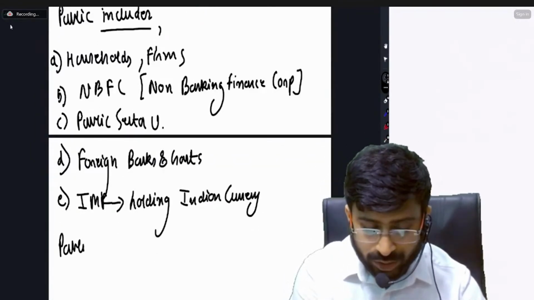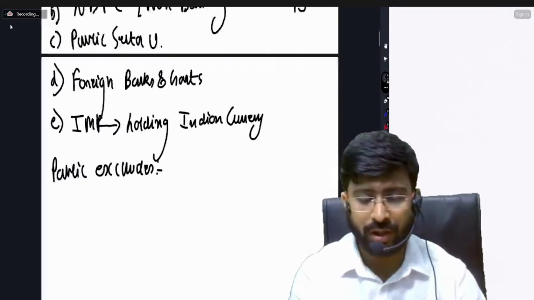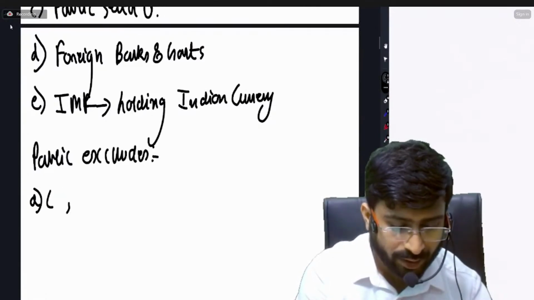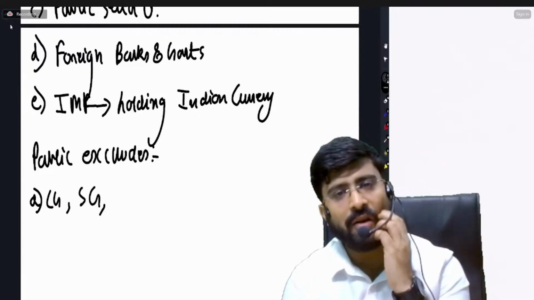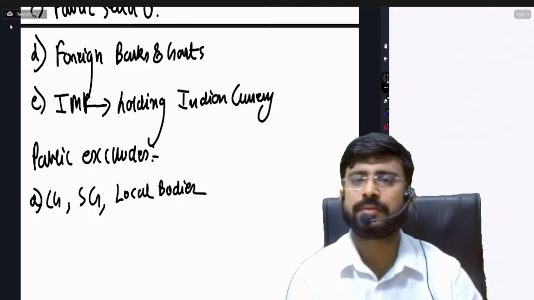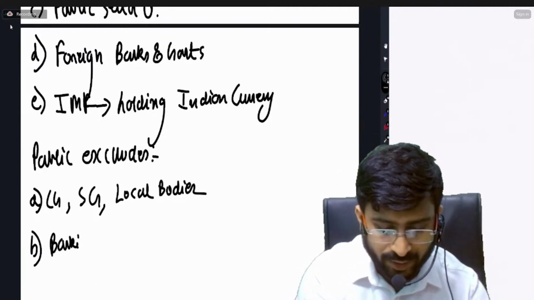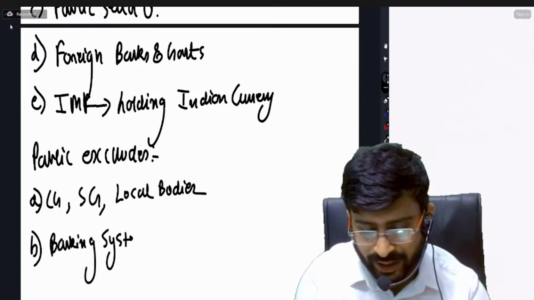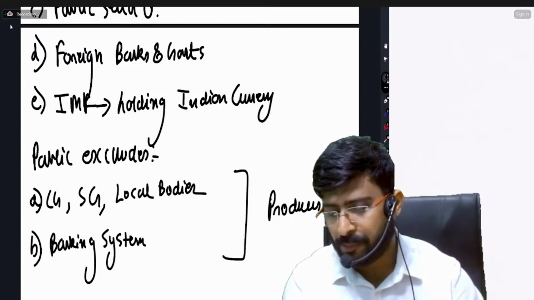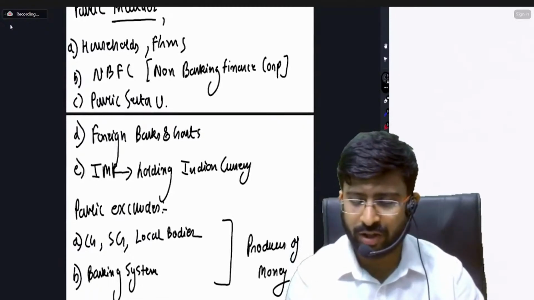But what does public exclude? Public excludes the central government, state government, and local bodies. It excludes the banking system, like RBI, as they are producers of money. Hence, these are not included under the definition of public.